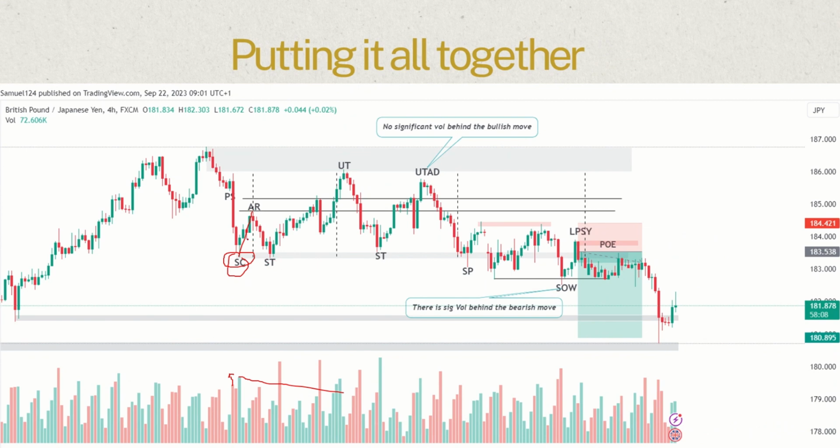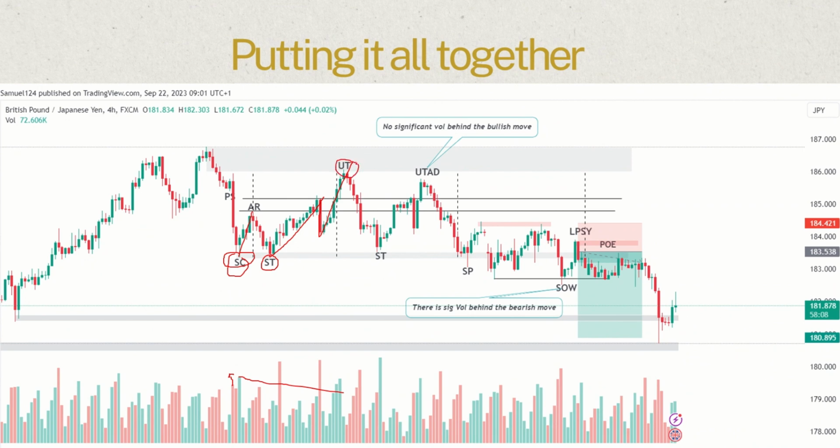You realize that I did not label this in phase A because there is a complete testing of the support zone. The market came and tested the support zone and then rallied up, broke the first layer, came back, and broke it again. So in this case, we are expecting either spring or upthrust action. What we had here was an upthrust action in phase C.